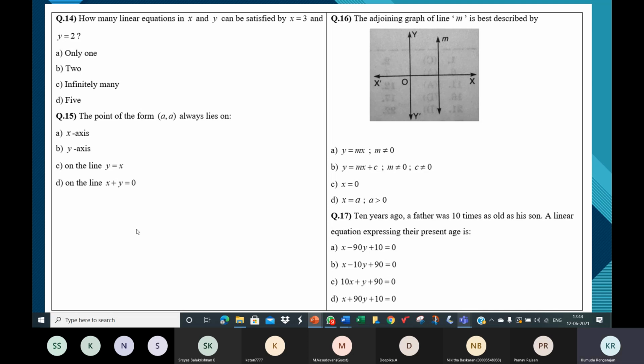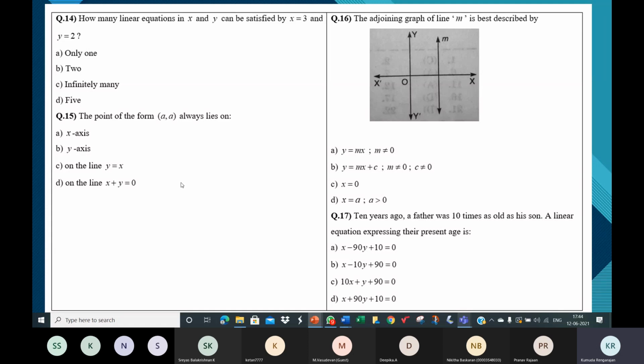We are on the 15th one. If option D should be the option, just transpose y, so you will get x is equal to minus y. Or if you transpose x, you will get y is equal to minus x. On transposing option D, when you transpose y, you get x is equal to minus y.